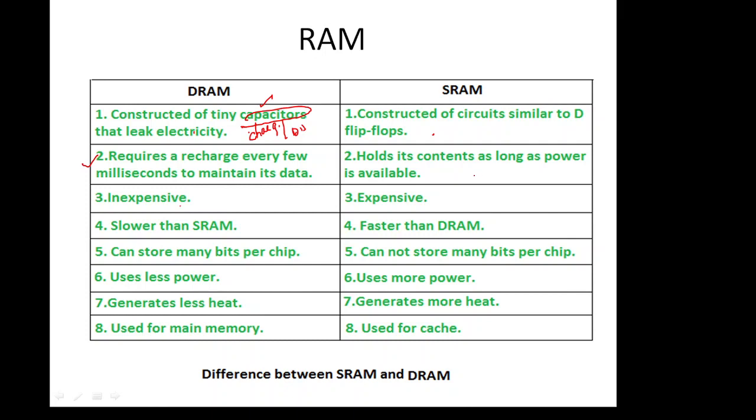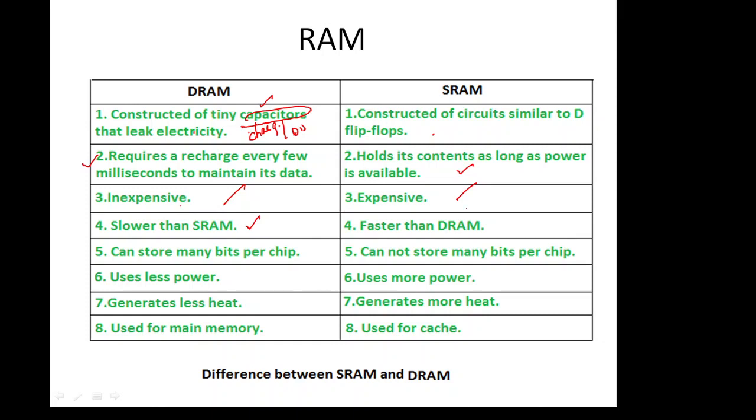When it comes to static RAM, it holds its contents as long as the power is available. DRAM is inexpensive, but static RAMs are very expensive. So DRAMs are slower than static RAMs.